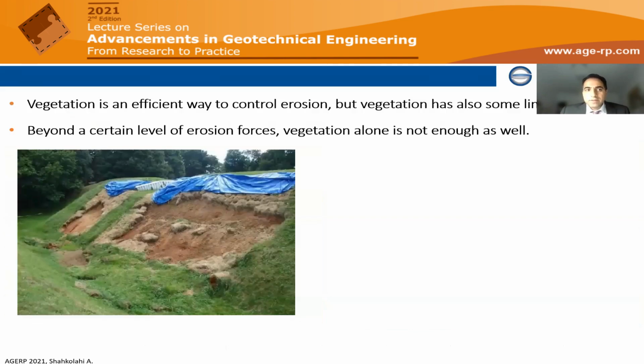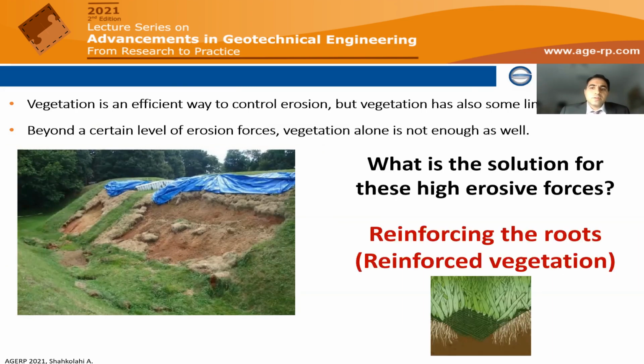So vegetation is efficient, but there's a problem. Vegetation also has some limitations. When we have erosive forces above a certain level, which John discussed very well today, even vegetation may not be enough to control the erosion for us. So what is the solution here? Traditionally, we used to go to rock when vegetation cannot work. But there is another solution. The solution is to reinforce the vegetation, reinforce the roots. So we make it a reinforced vegetation.